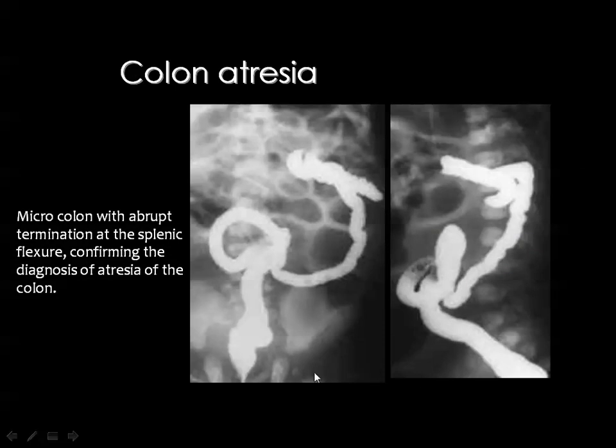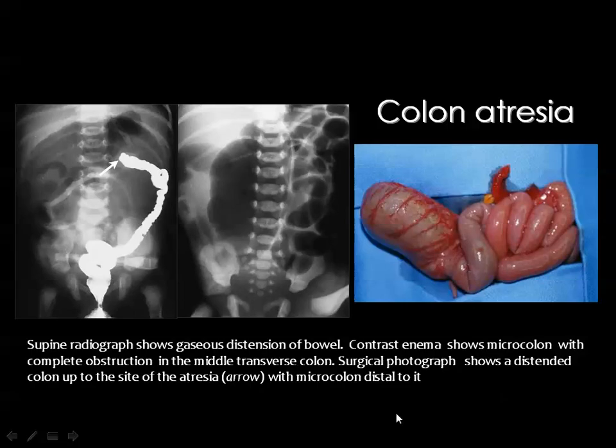Colon atresia means that there is a segment of the colon which is atretic. This will result in distension of the proximal bowel by gases and collapse of the colon distal to the site of the atresia. If you inject barium, you can see that the colon is small, unused, and collapsed, and this is because of atresia from the middle of the transverse colon and the whole ascending colon. This is colonic atresia.